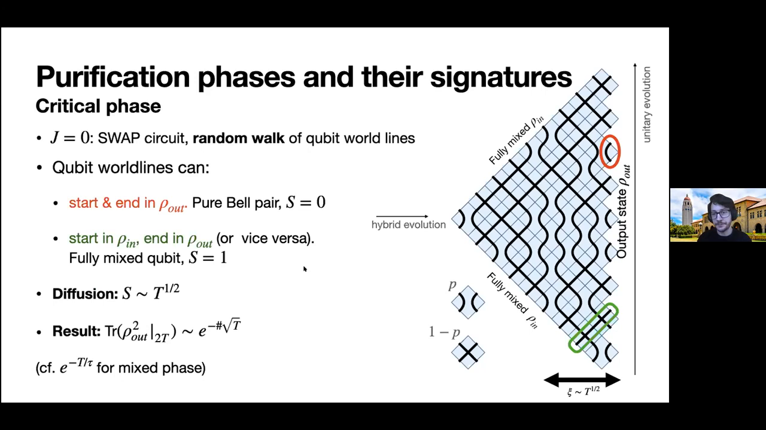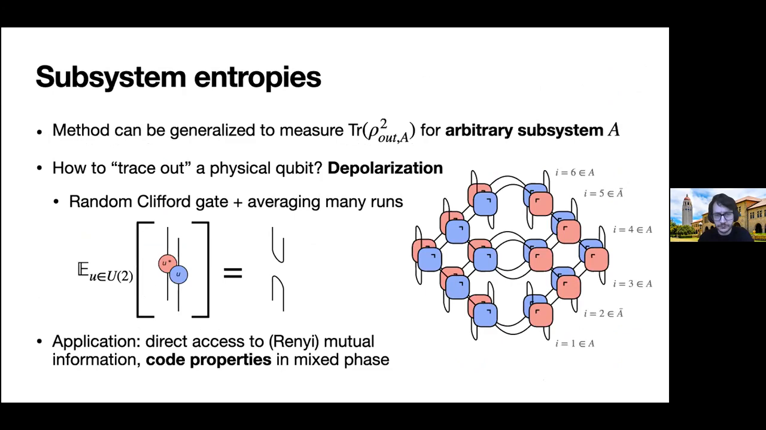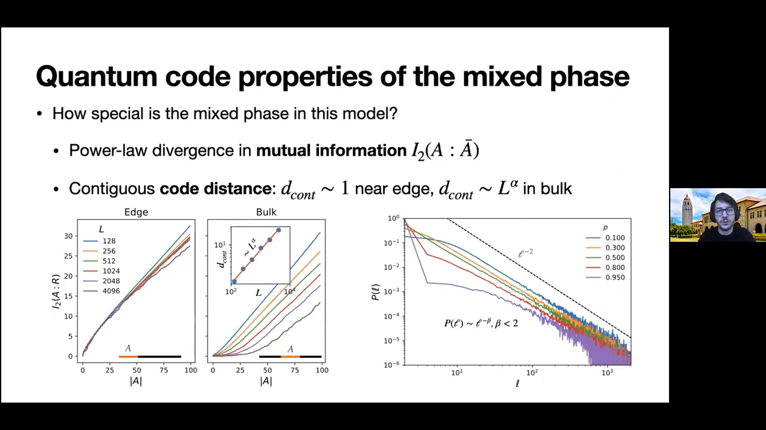Great, so there are a few more things you can do that I'm just going to skip over, but basically with some tricks you can access subsystem purities, not just the purity of the whole system. And you can use this to access quantum code properties of the mixed phase. Here, the main concern one could have is how special are these phases? Are they so special that you lose all the interesting physics? And the answer seems to be no. You have these various power laws that emerge in the neutron information and in the quantum code distance of the mixed phase. So they appear to be legitimate instances of the mixed phase.